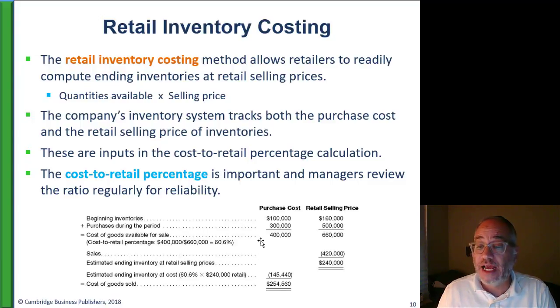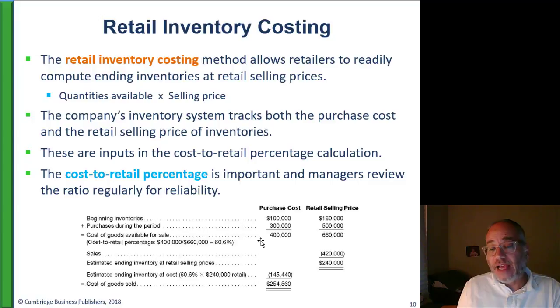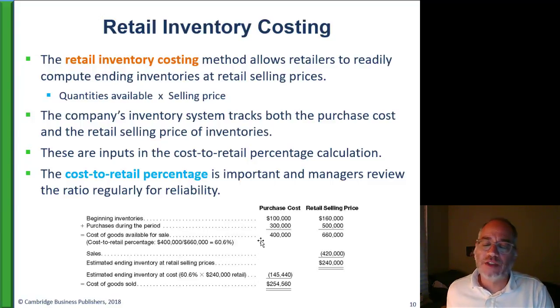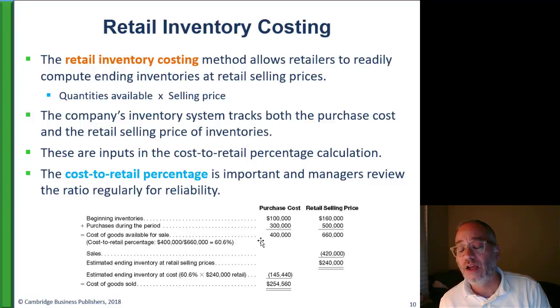We also figure those out at the sales price. So the sales price of the beginning inventory is $160. The sales price of our purchases is $500. So the sales price for the goods available for sale was $660,000. That gives us a cost to retail percentage of 60.6%, 400 divided by 660.